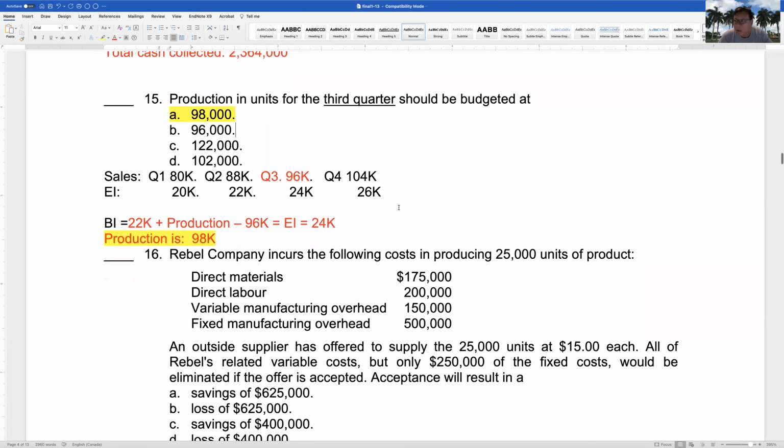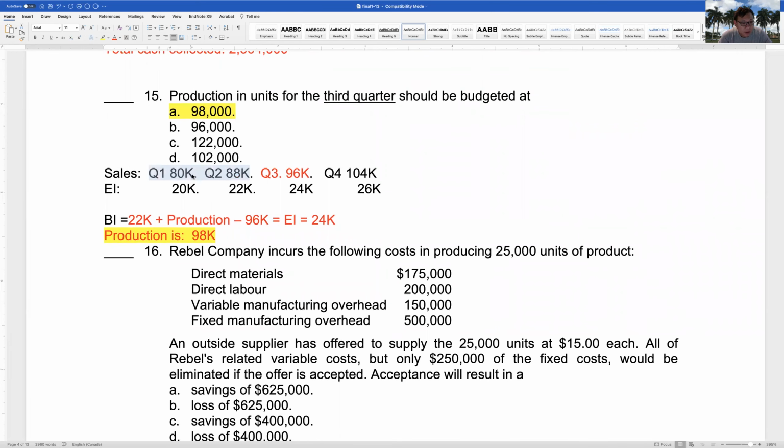The answer is A. You can see that I know the sales number. For example, Q1 sales is 80K, and the desired ending inventory is 25% of that, which is a quarter, so a quarter of 80 is 20. Following the same logic, I figured out the ending inventory for Q2, Q3, and Q4. It's just a quarter of the sales for the quarter. Then the opening for Q3 is the ending of Q2, 22K, plus production minus sales. Sales is 96K. That should be my ending inventory, 24K. So I solved that production should be 98K, okay?